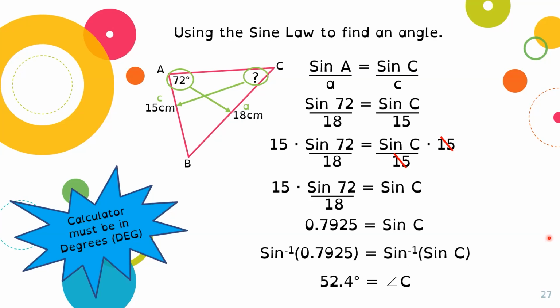So remember, whenever we're doing primary trigonometry, our calculator must be in degrees. This is important, otherwise you won't get anything that makes any sense. And those are the steps for how to figure out what an angle is using the sine law.